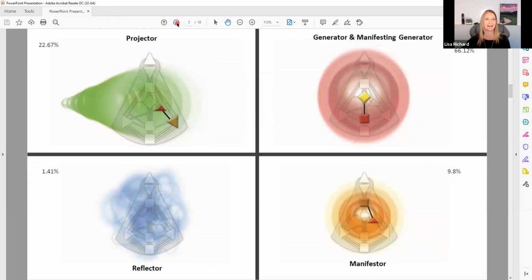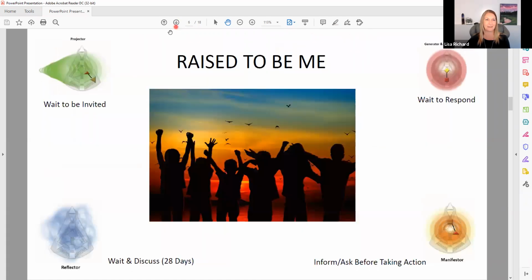So in human design, there are 5 categories, but there are 4 energy types. We have one type known as a projector, and that is just under 23% of the world's population. Then we have another category that combines the generators and manifesting generators, and that is just under 67% of the population. We have a group called manifestors. They are just under 10% of the population. And we have a small group called reflectors that is just under 2% of the population. Now we're going to talk a little bit more about what each one of those energy types mean.